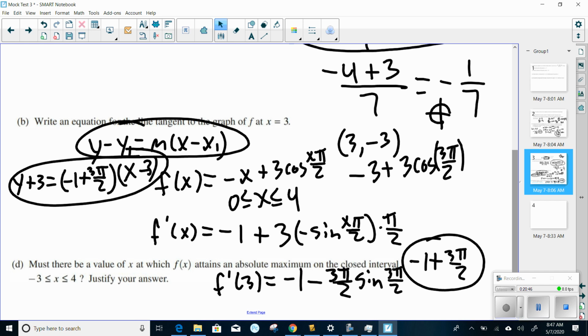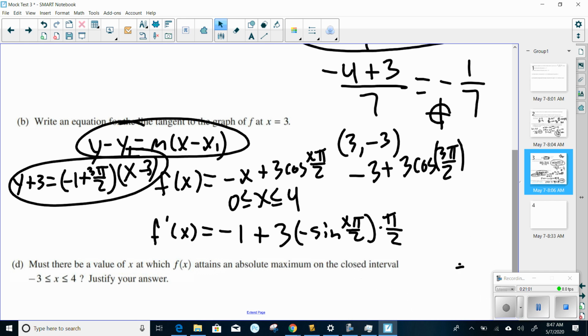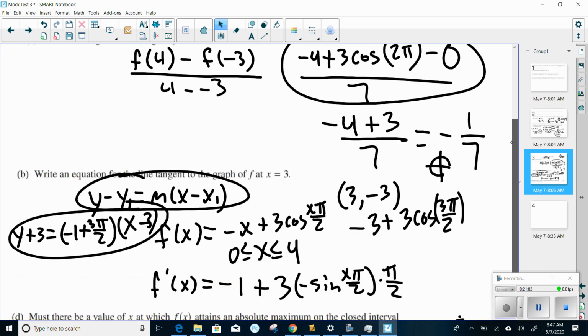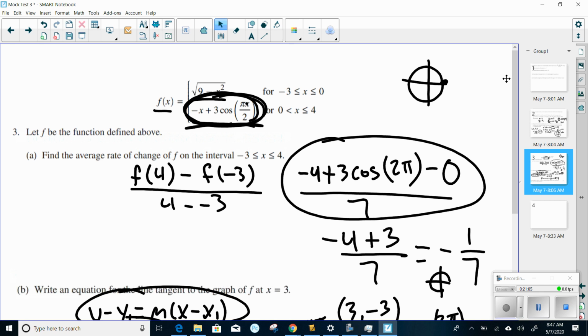Part D was a little bit tricky. It said, must there be a value of x at which f of x attains an absolute max or an absolute minimum? So remember, to get an absolute max and absolute minimum, the function has to be continuous over the interval, and it has to be defined at the endpoints. So if you look back up here, these two functions are both continuous. And we plugged in negative 3 and 4, so the endpoints exist.